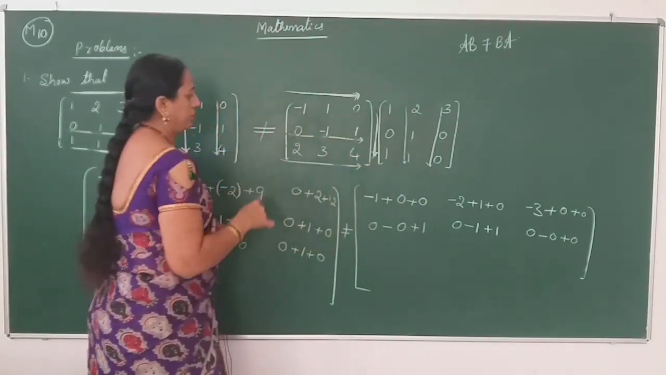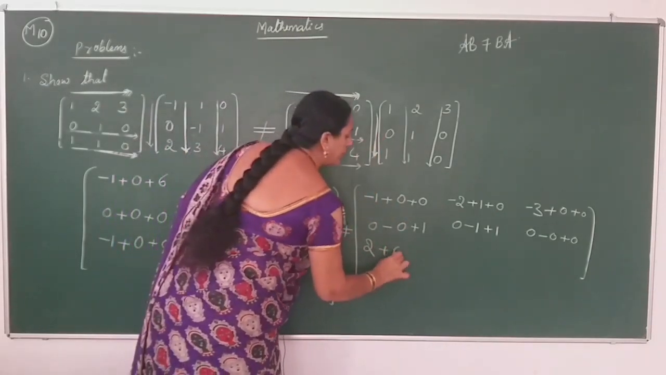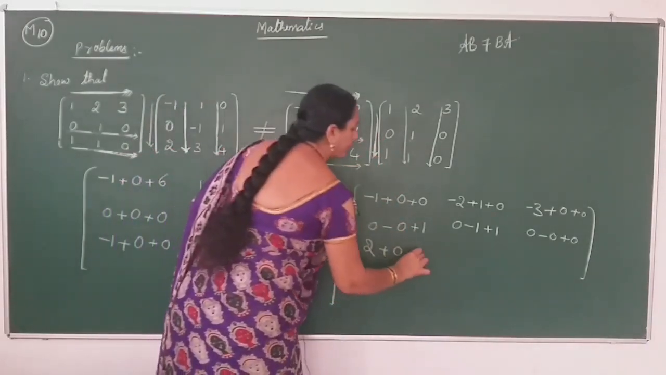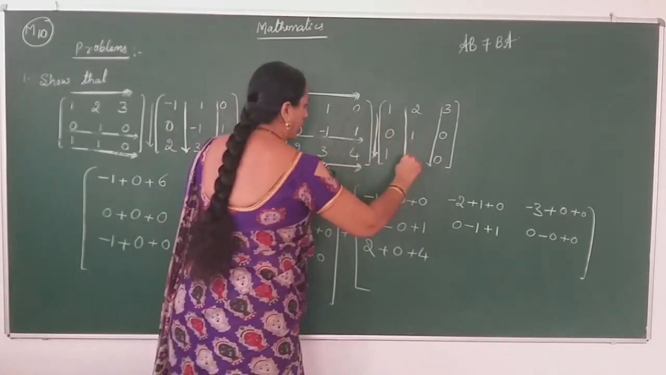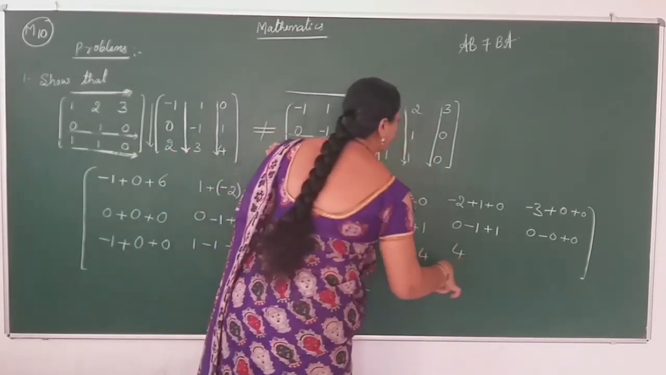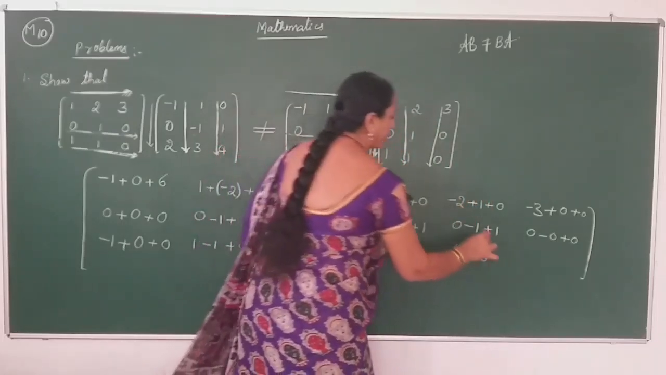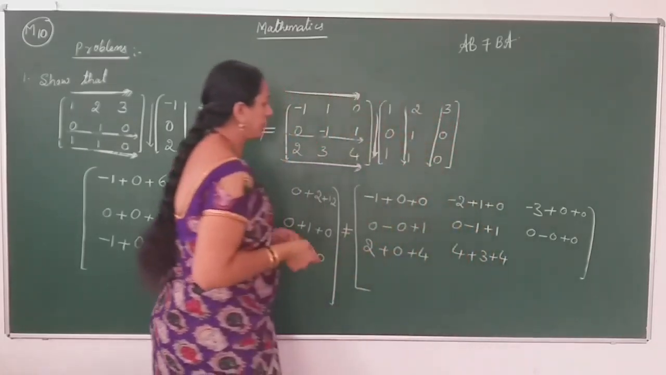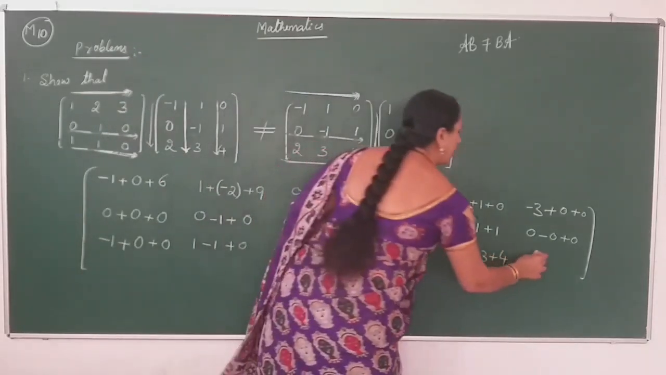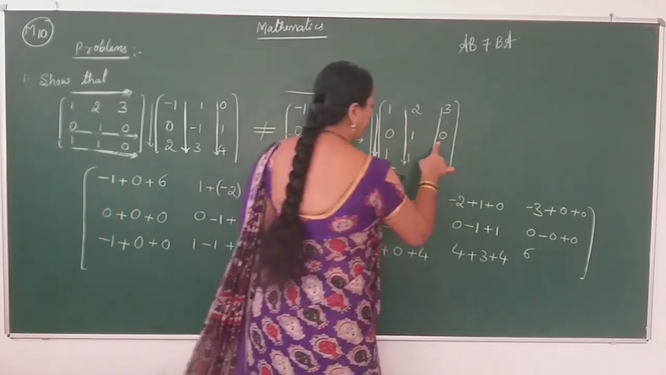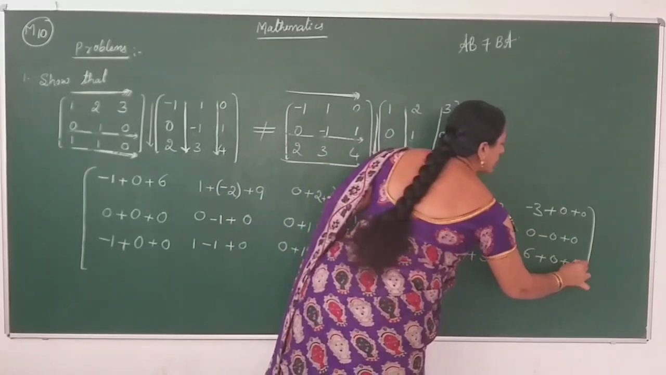Third row, first column: 2 into 1 is 2, 3 into 0 is 0, 4 into 1 is 4. Then third row, second column: 2 into 2 is 4, 3 into 1 is 3, 4 into 1 is 4. Similarly, third row, third column: 2 into 3 is 6, 3 into 0 is 0, 4 into 0 is 0.